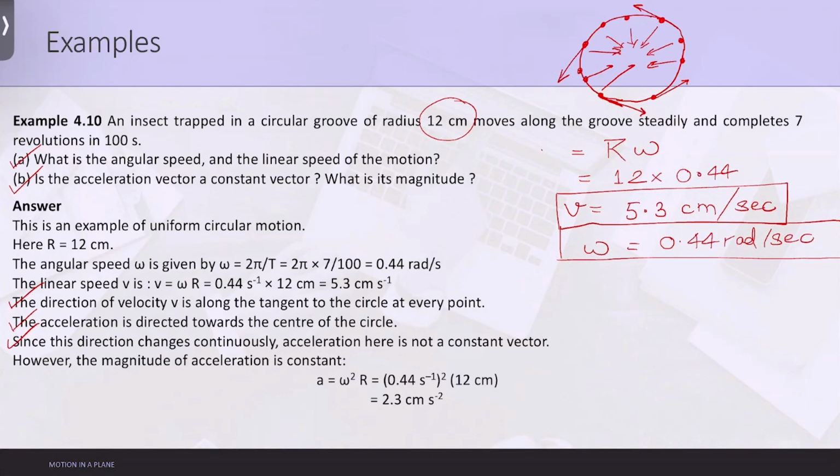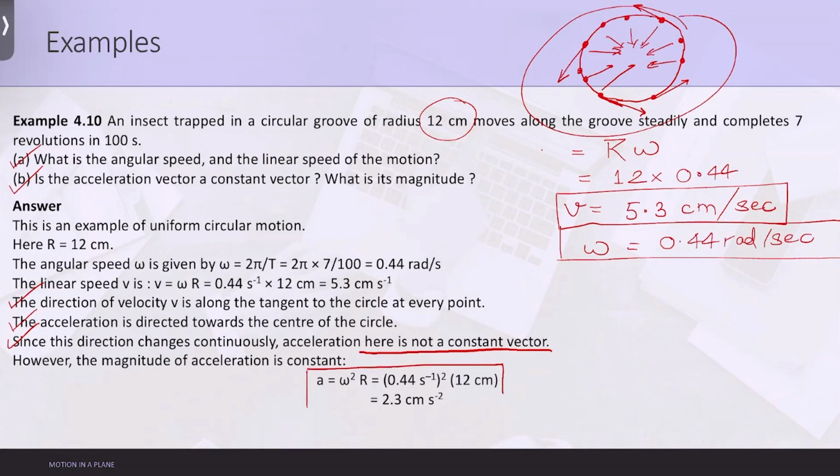Since this direction changes continuously, as you can see, the acceleration here is not a constant vector. So the discussion which we just held in the previous part is again explained here. Finally, what we obtain is that the direction changes continuously, and hence acceleration is not a constant vector. But yes, the magnitude of this acceleration will be constant.